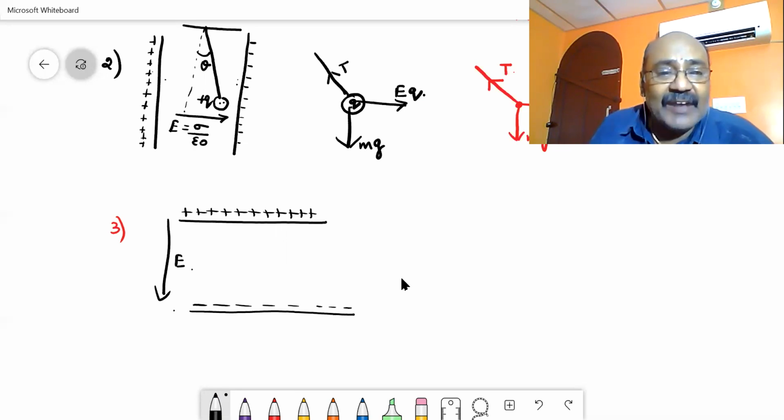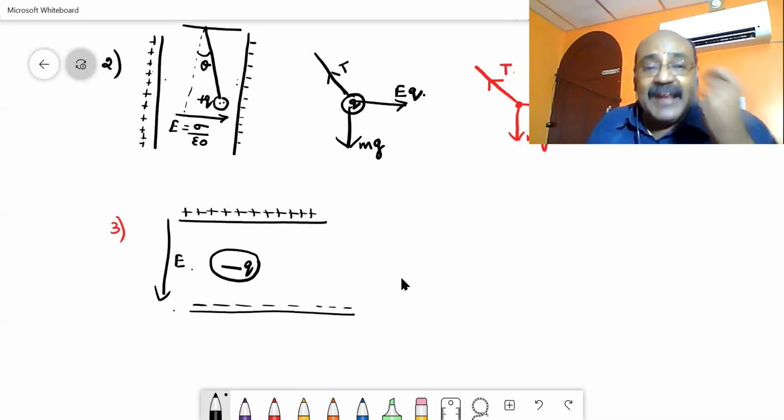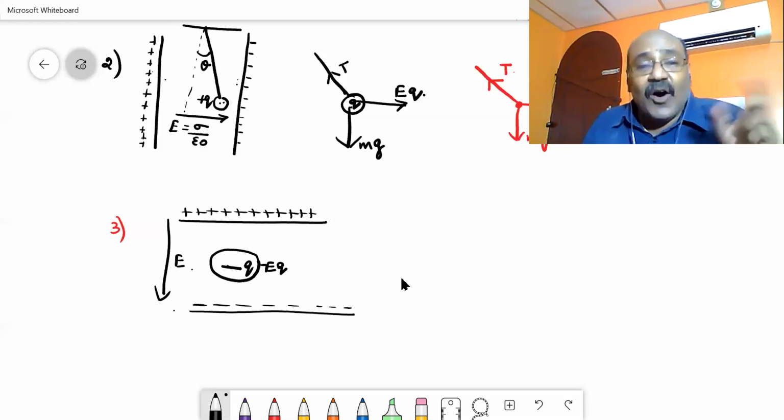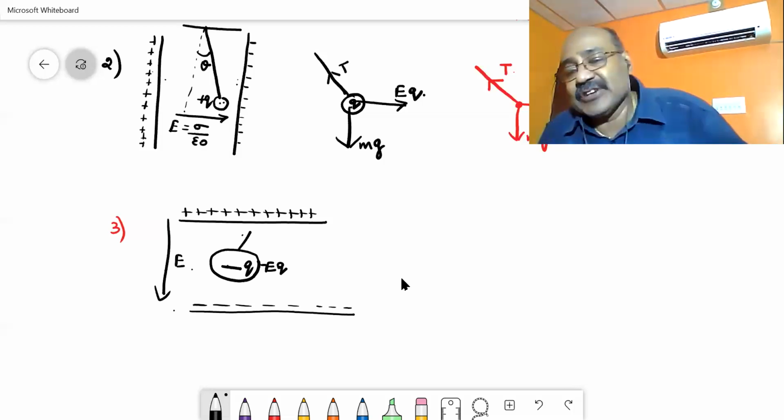Inside this, they have given a negative charge, considered to be minus Q. What will happen? This negative charge will experience a force. What is that force? It is E into Q. Since the charge is negative, it is minus. So the force acting on it is in a direction opposite to that of the electrical field. So this charge will move in the upward direction.